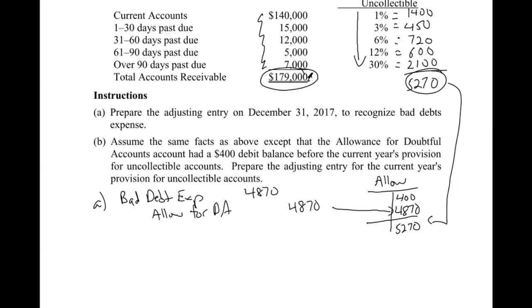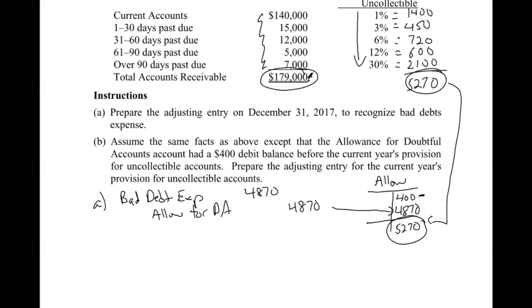A common mistake here, I've seen it over and over again, is students will put 5,270 in their journal entry. Which means they've done everything correct except for realizing that this number here is the ending balance, or they forgot to account for the beginning balance.